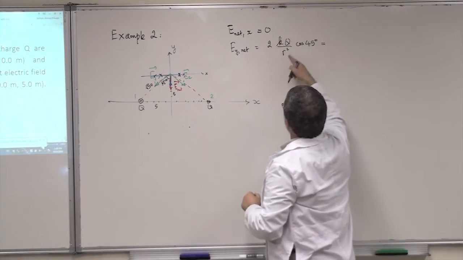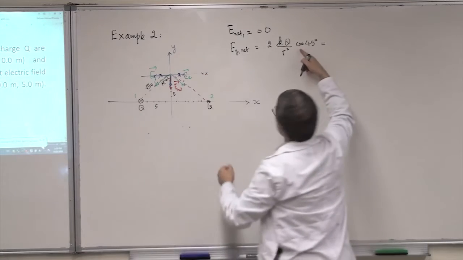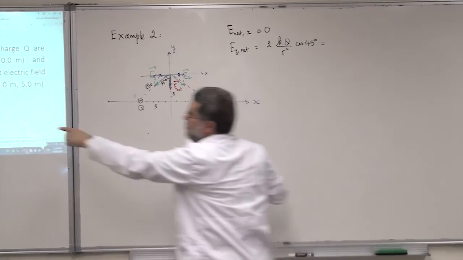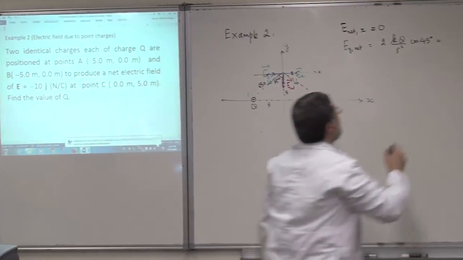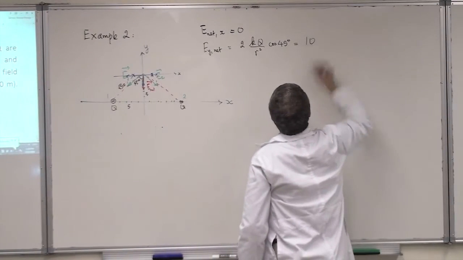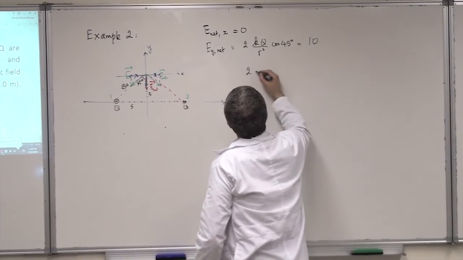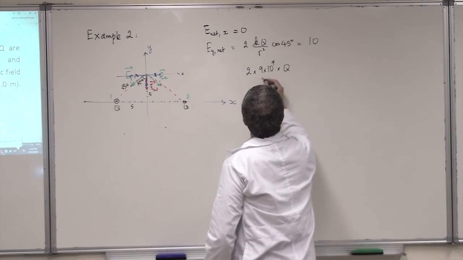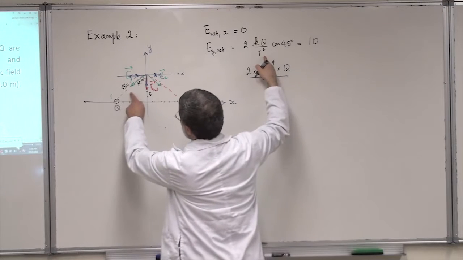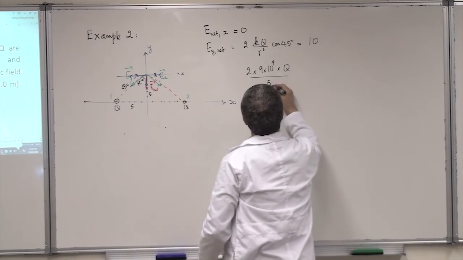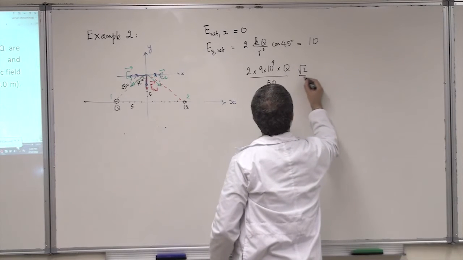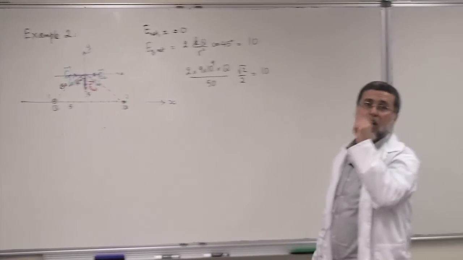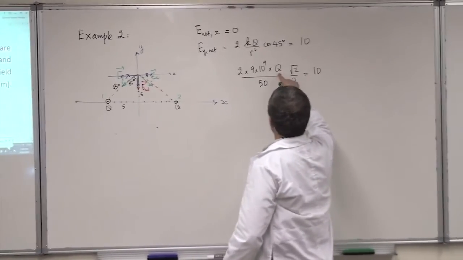So 2kq over r squared, the distance squared, times the cosine of the angle, which gives you this y component. And this should be equal to what? It should be equal to 10, the magnitude of this vector here. So 2 times 9 times 10 to the power 9, that's the Coulomb constant, times q, which is unknown, divided by the square root of 50 squared, which means 50, times square root of 2 over 2, that's the cosine of 45, equal to 10. The unknown in this equation is the charge q.